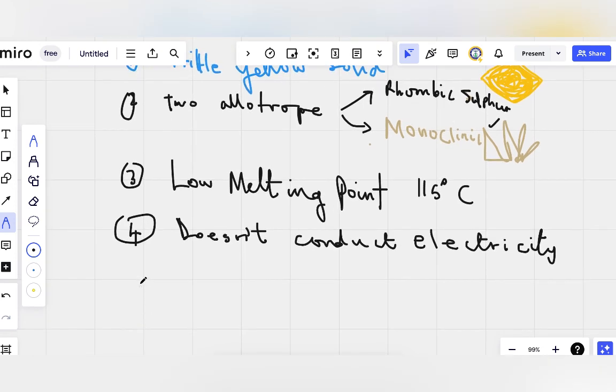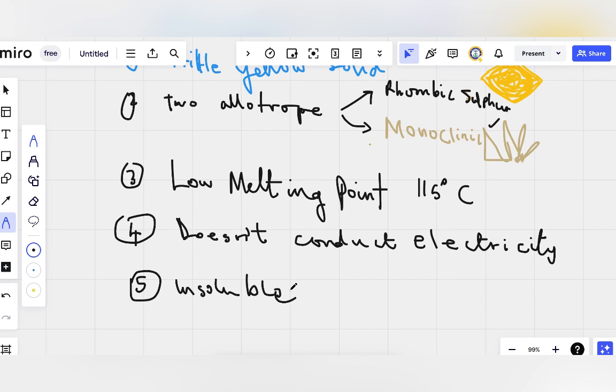So let's go to property 5. We say sulfur does not conduct electricity, right? Then another one is that, like most non-metals, it's also insoluble in water. It does not dissolve in water. So I can just write the word insoluble. Sulfur, like most of the non-metals, is insoluble in water. It does not dissolve completely in water.